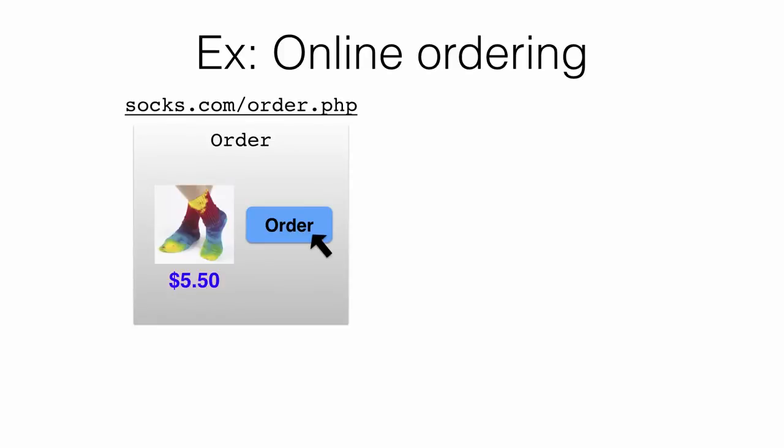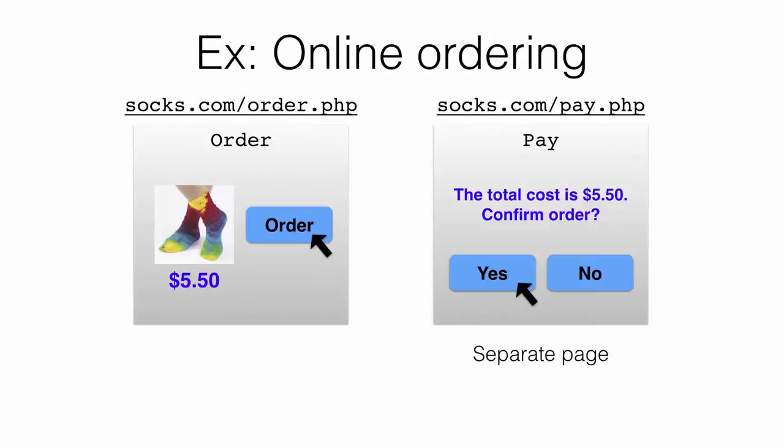So let's look at hidden form fields using an example for an online store. Here on the left we see a web page from socks.com. It's the order.php page. And let's suppose the client has navigated, the user has decided to buy this pair of socks for $5.50 and clicks the order button. Now the server will receive that request and send a page in response. And notice that this page says that the order is $5.50. So the user is going to confirm that order.